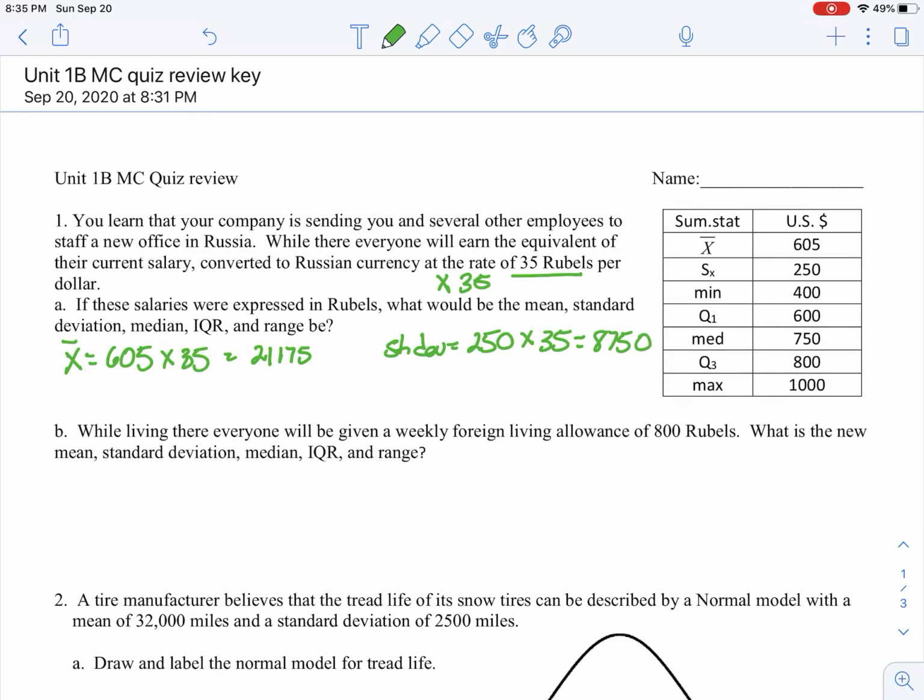What else we have here? The median, interquartile range, and range. So here's my median. My median was 750. $26,250. What's after that? Interquartile range and range.